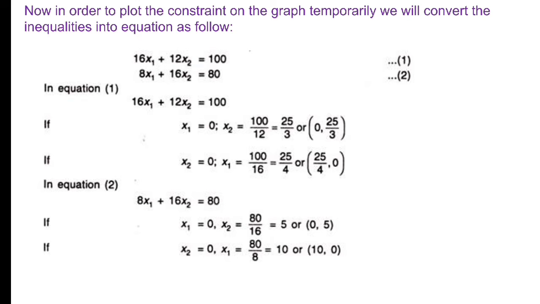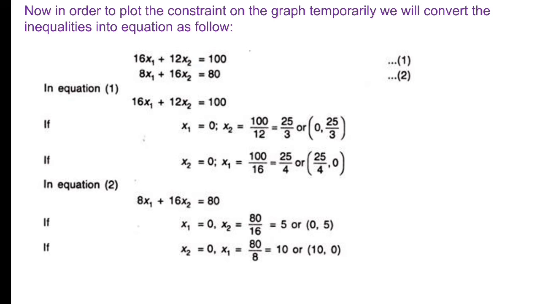For the first constraint, take x1 equal to 0. So x1 equal to 0 means 12x2 equal to 100. Therefore x2 equal to 100 divided by 12, that is equal to 25 by 3. We can write the first point as 0, 25 by 3. Second, put x2 equal to 0, which means 16x1 equal to 100, therefore x1 equal to 100 divided by 16, that is 25 by 4. So 25 by 4 comma 0 is the second point.